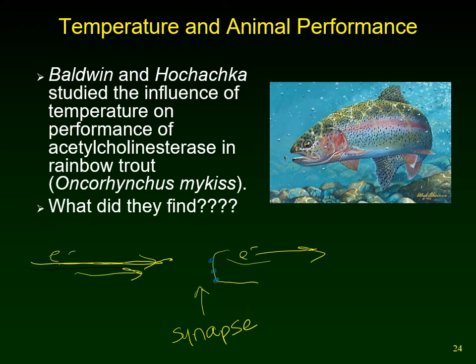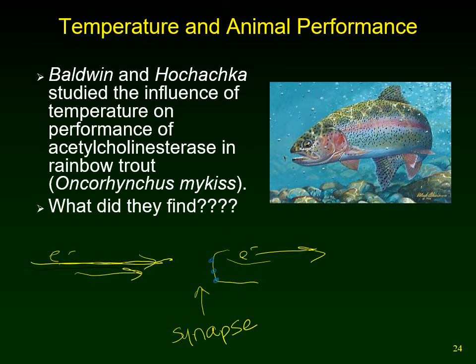So what did they find? Once again, when you get to something like this and there's a figure with it, in this case figure 5.8 in your textbook, and they describe the experiment and how they did it, read over these experiments, and I expect you to be able to do that. Baldwin and Hochachka in 1970 published a paper studying the influence of temperature on the activity of acetylcholinesterase, an enzyme produced at the synapse between neurons. This enzyme promotes the breakdown of the neurotransmitter acetylcholine to acetic acid and choline, so it turns off the neurons, a process critical for proper neural function.